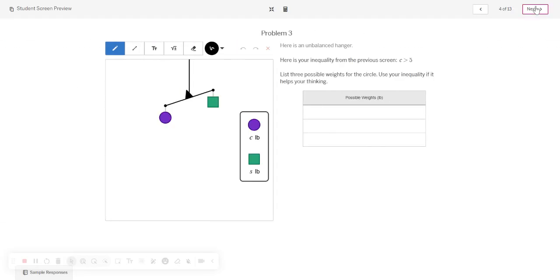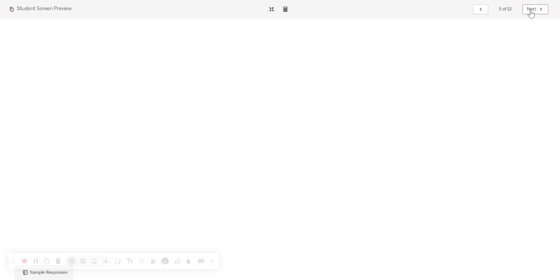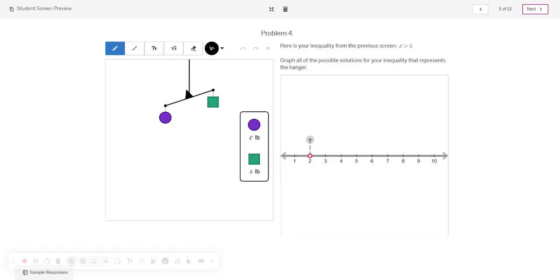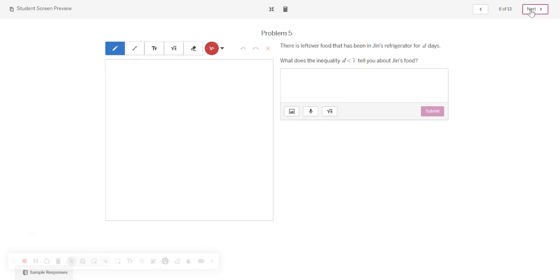And so then it asks us possible weights. If C is greater than 5, then 6 works, 7 works, 8 works. Yeah, I think I'm going to have to change that font setting here. And then I'm going to put it on 5, and then anything bigger than 5 is a correct answer. That's what it says.